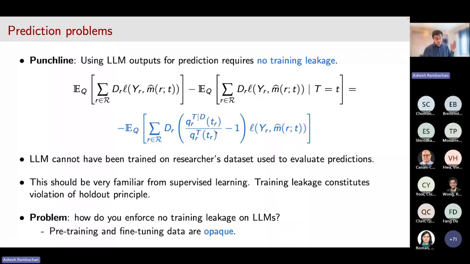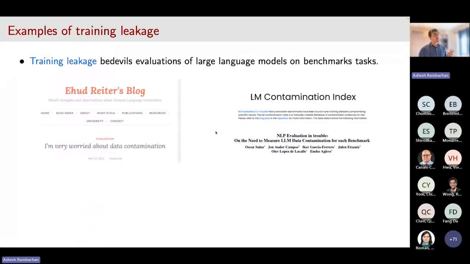These are large AI architectures that have been pre-trained and fine-tuned on extensive data. For closed language models like the GPT family, like the Claude family, those details are hidden to the user, often for legal reasons. So how exactly are you to enforce that no training leakage actually is satisfied? Well, you should be worried about this question just from naive uses of large language models, because training leakage bedevils the evaluation of large language models on the benchmark exercises that I described earlier.